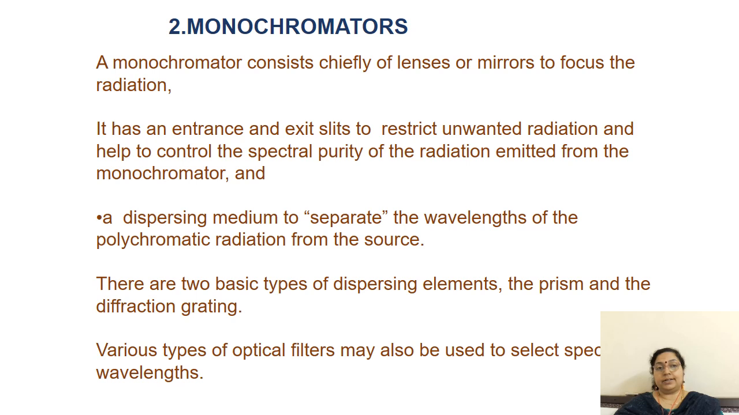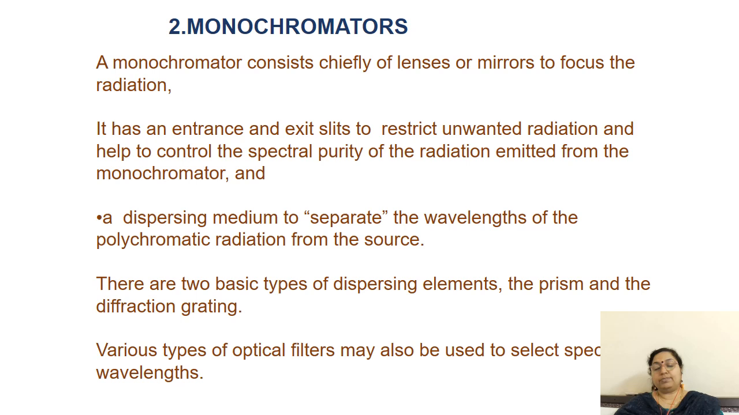The second component is a monochromator. A monochromator consists mainly of lenses and mirrors to focus the radiation. In addition to that, it has an entrance slit to restrict unwanted radiation and help to control the spectral purity of radiation emitted from the monochromator. And there is a dispersing medium to separate the wavelengths. So it will separate into different wavelengths.